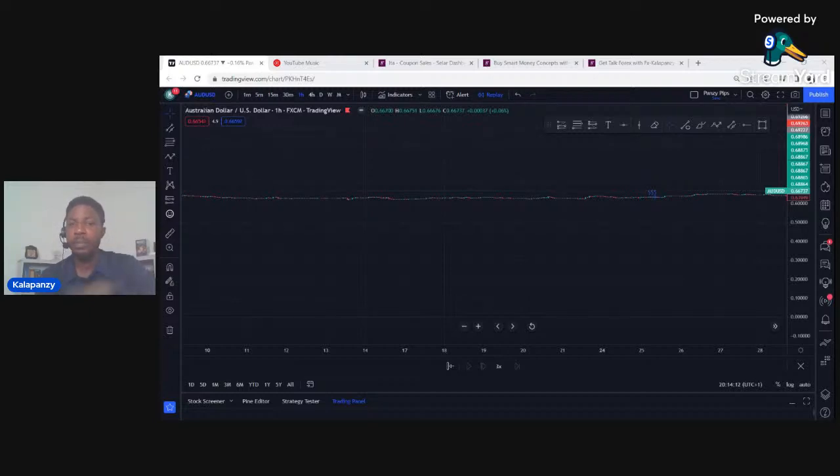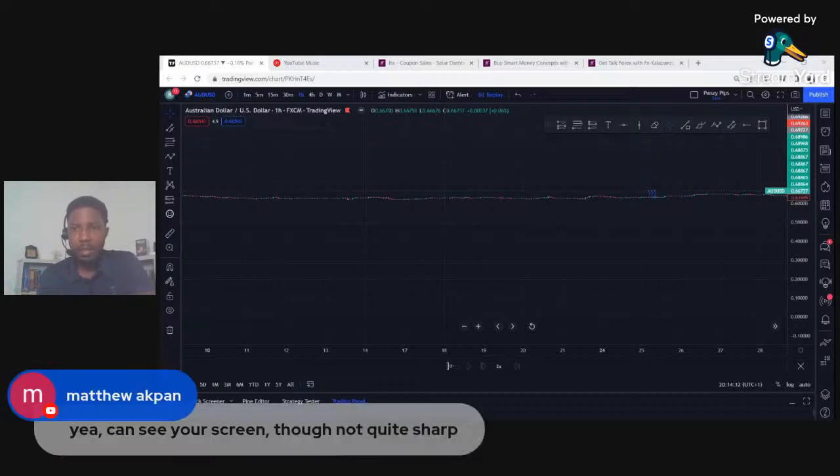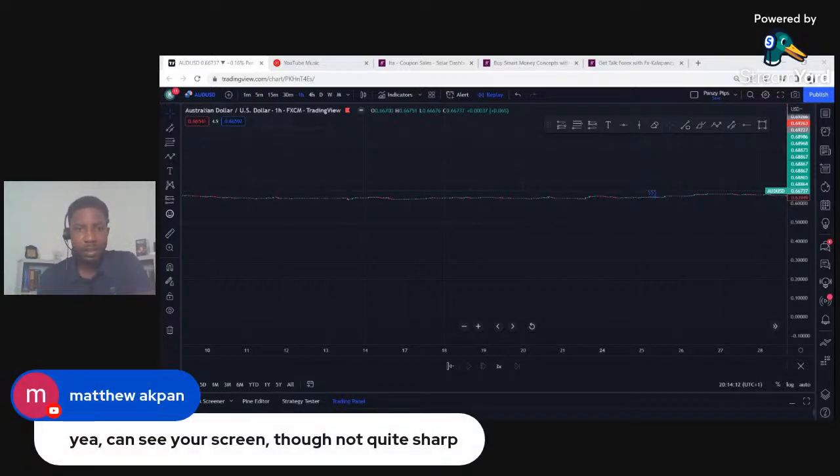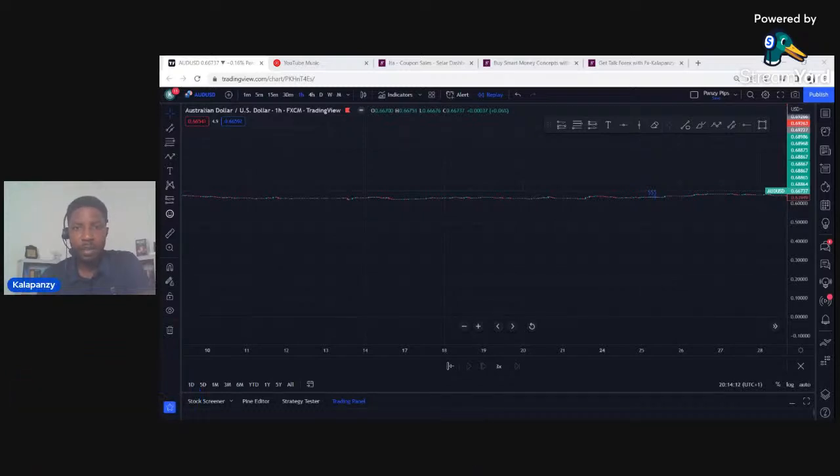Okay, so basically, I'm going to be taking you through the concept of smart money trading. Okay, you can see my screen, but not quite clear. Don't worry, when I expand it, you see better. So I'm going to be taking us through the concept of smart money trading. Now, what is smart money? Smart money is basically a trading strategy that comes with its own unique intricacies. It's not enough to know how to trade Forex. You must also have a particular strategy with which you approach the market and with which you seek to trade.